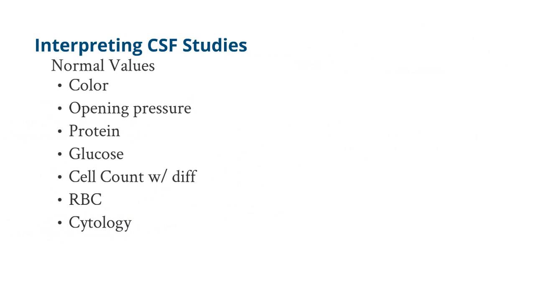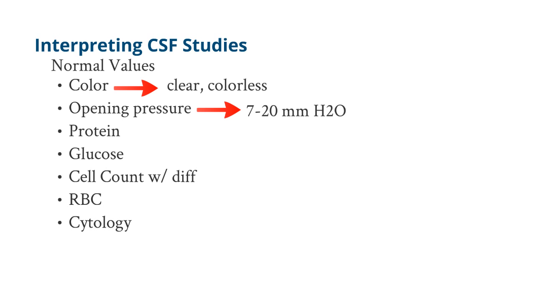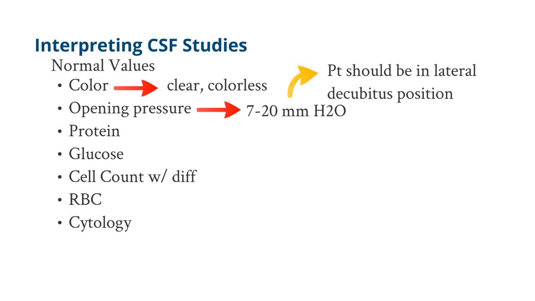So things you want to look for are color, opening pressures, protein, glucose, cell count with differential, RBC count, and cytology when obtaining your cerebrospinal fluid. Color is normally clear and colorless. Now, opening pressure is the pressure you obtain and measure when you initially enter the CSF space. So it's generally normally 7 to 20 millimeters of water.